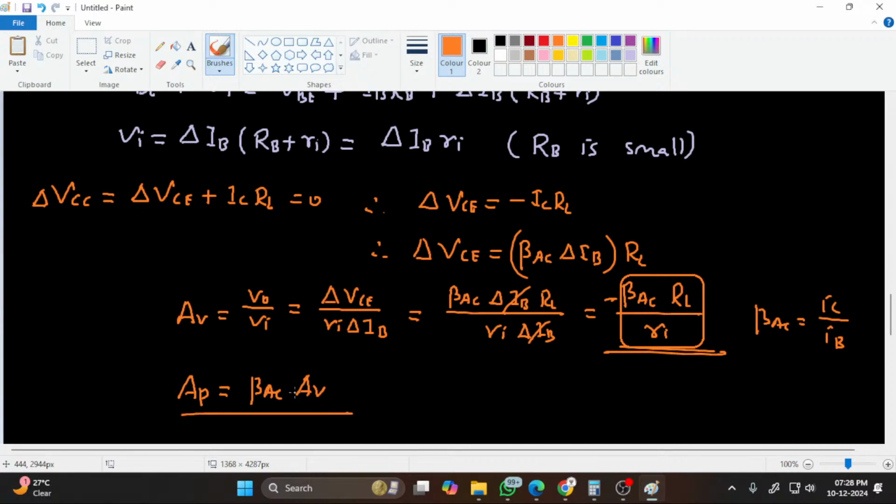So this is how we use the transistor as an amplifier.